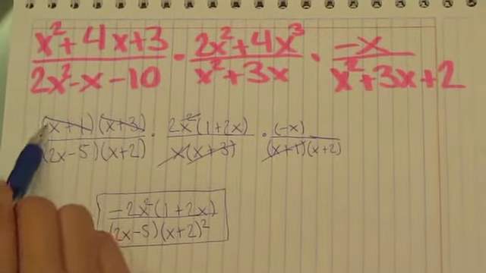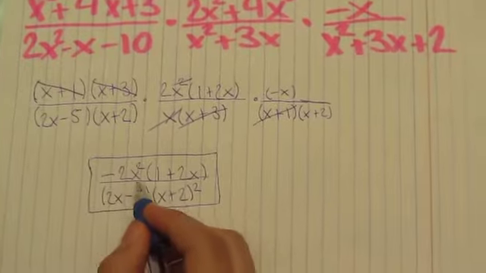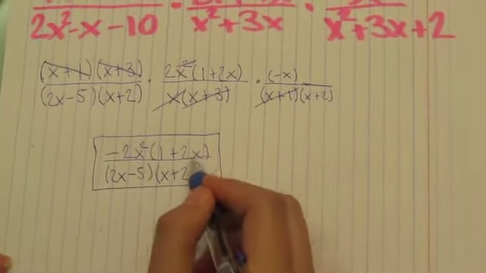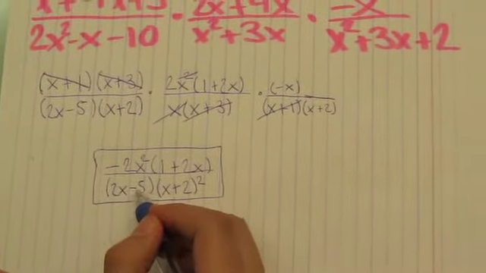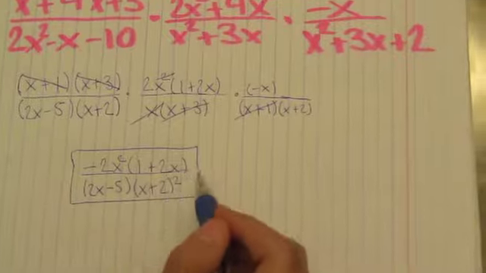Then you're going to cancel the ones that are repeated, and it's going to be minus 2x squared plus 1 plus 2x over 2x minus 5 plus x plus 2 squared.